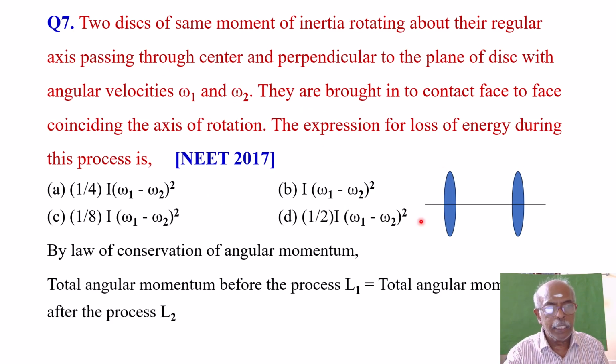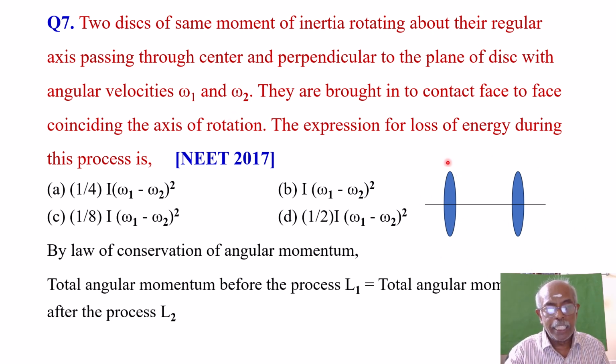Two discs, this is one disc, this is another disc, of the same moment of inertia, rotating about their regular axis passing through the center. So this is the disc, and this is the axis passing through its center and perpendicular to the plane of the disc. They rotate with angular velocities omega 1 and omega 2. So this is the final figure.